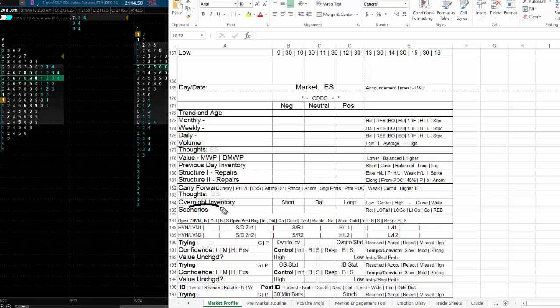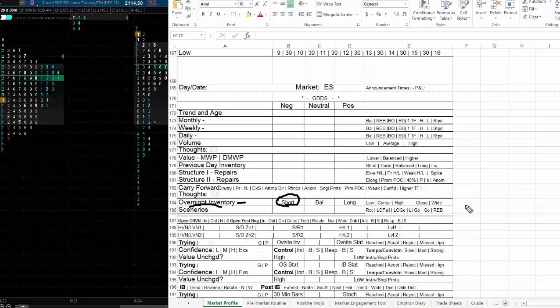Overnight inventory basically goes from the close of the previous day. If most of the trading has happened below the close of the previous day, then that inventory is short, and that inventory is weak hands in the overnight session. So oftentimes it will correct that inventory.